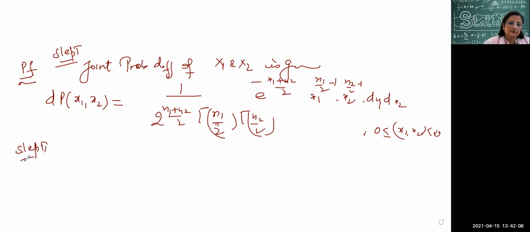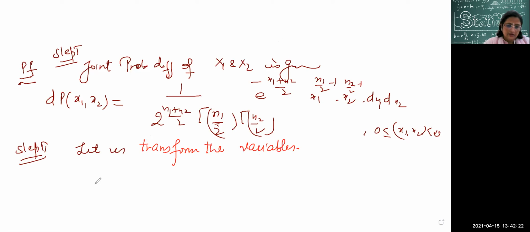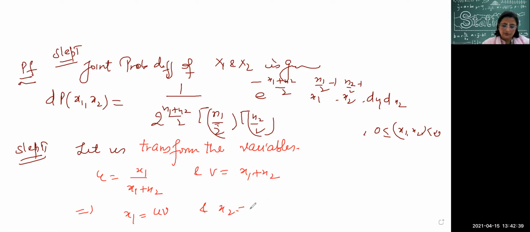Step number 2, transform the variables. ठीक है जी? So u will be taken as x1 upon x1 plus x2 and v is equal to x1 plus x2. So we will convert x1 and x2 in terms of u and v. It implies x1 is equal to u into v and x2 comes out to be 1 minus u into v. So we have converted the x1 and x2 in terms of u and v.